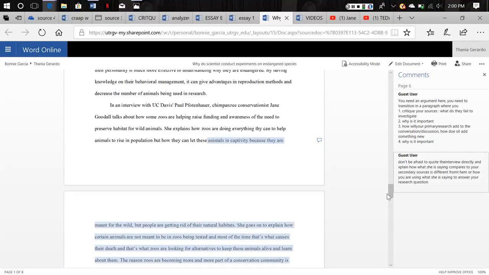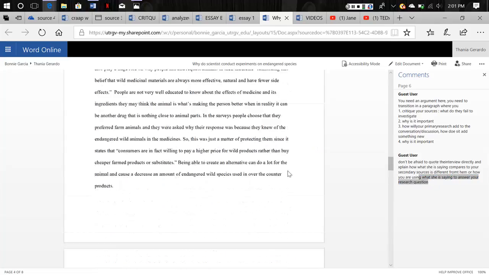So I need to put, what did my sources fail to investigate? Why is it important? How will your primary research add to the conservation discussion? How does it add something new? Why is it important? Don't be afraid to interview directly and explain how what she is saying compares to your secondary sources, and answer your research question. Use what she is saying to answer your research questions. And that's when I went on to do this.